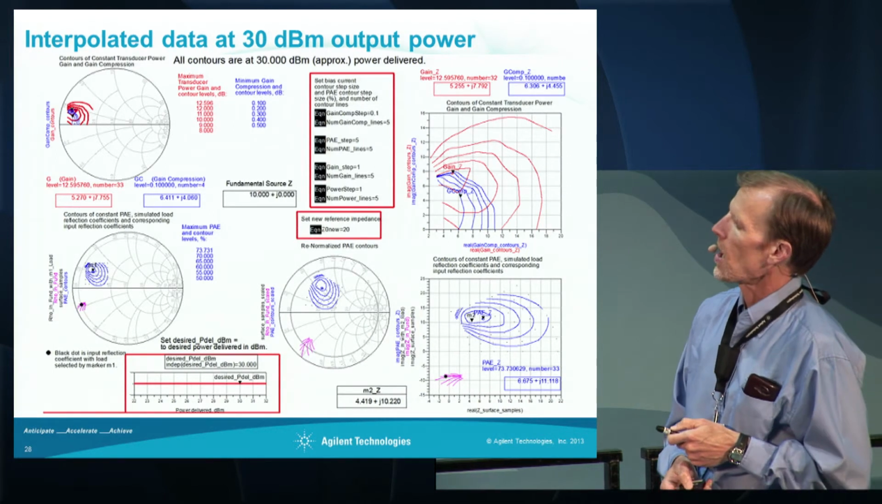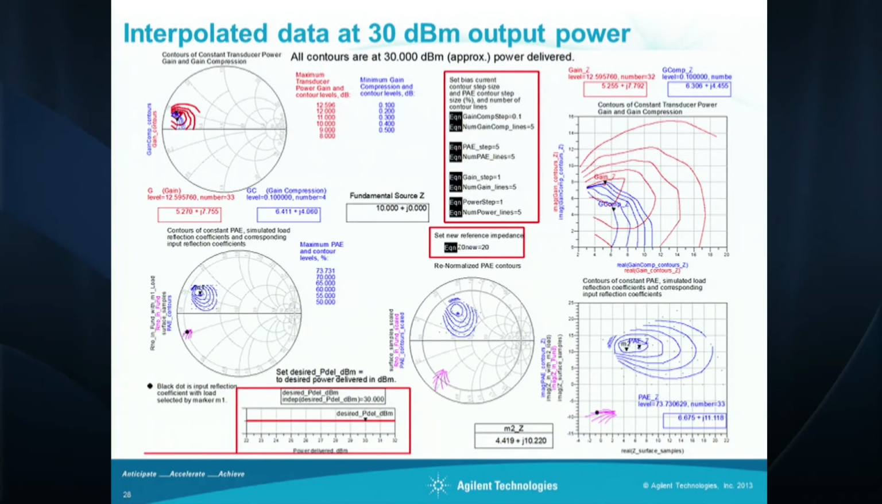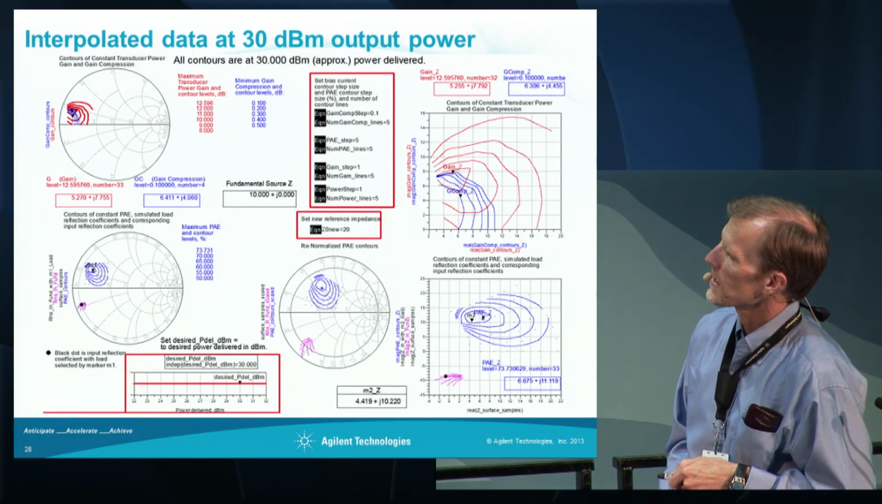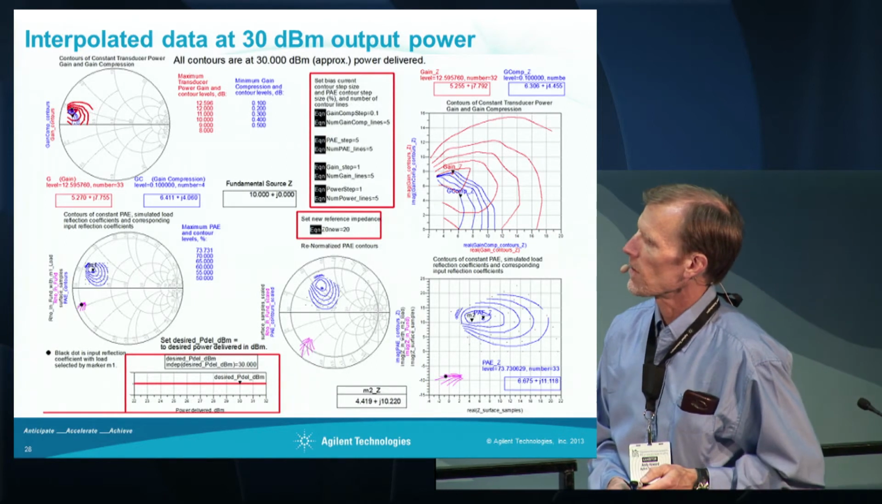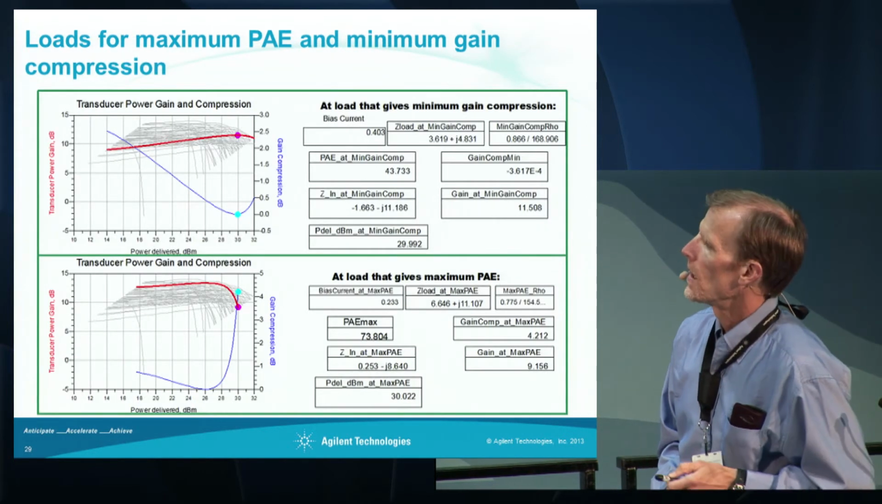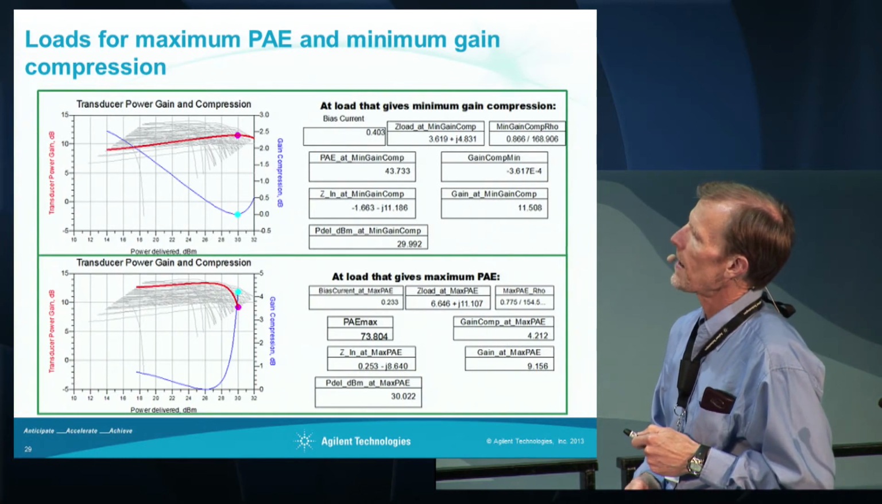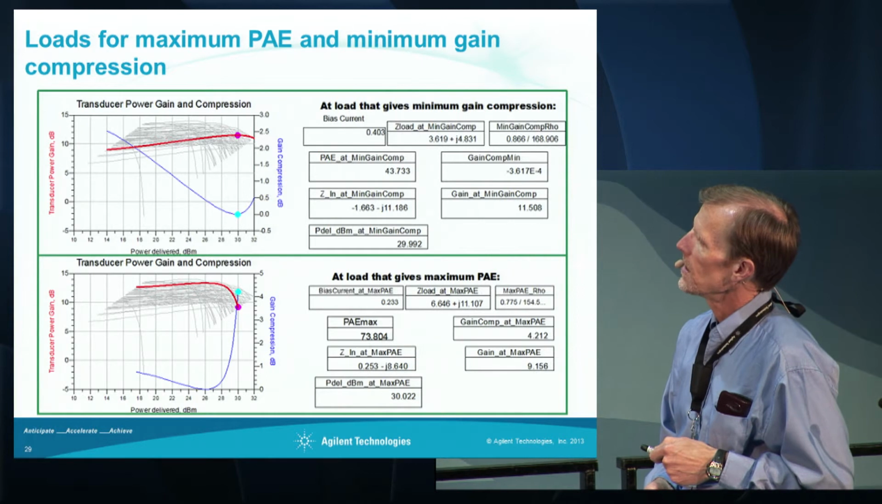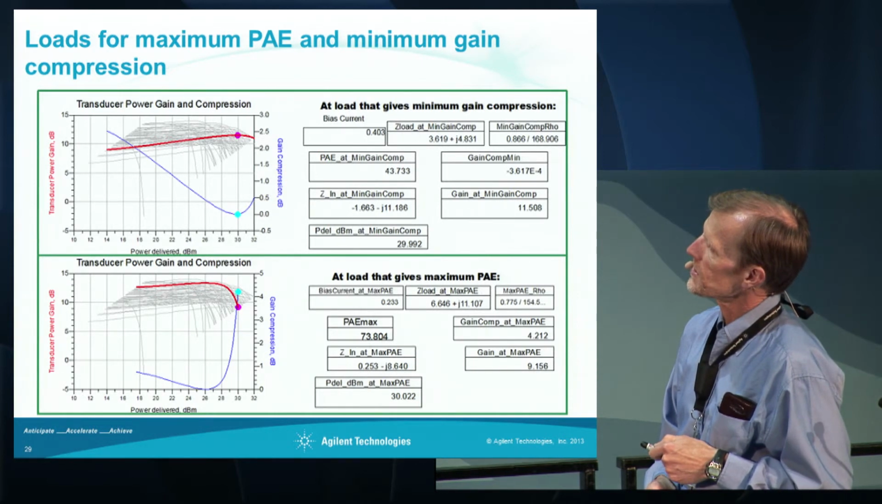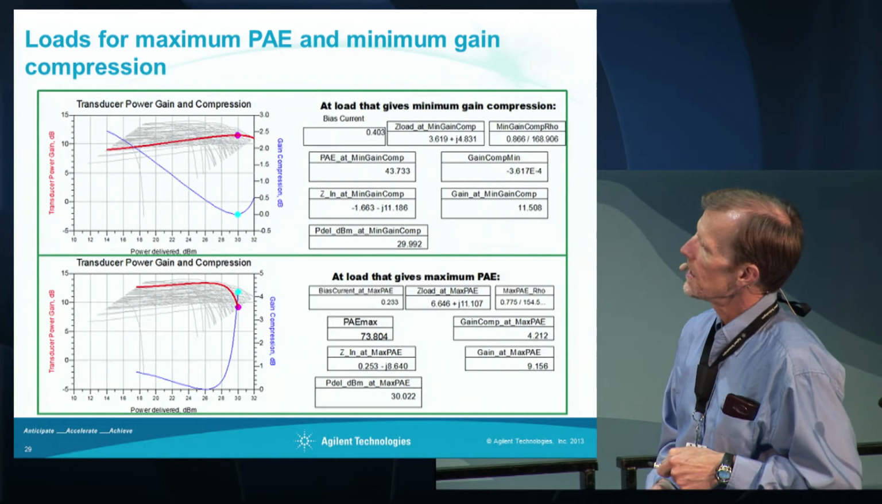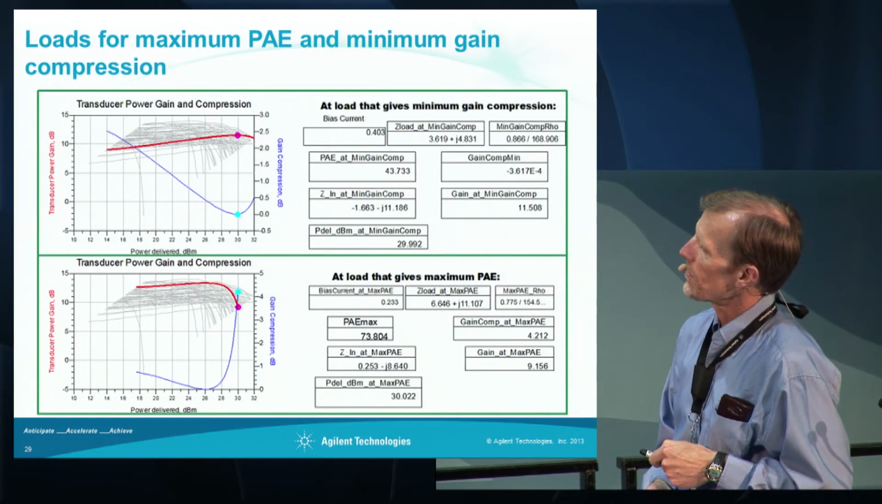This shows the contours at 30 dBm output power. These are all interpolated data. This is the transducer power gain and gain compression. These are the power added efficiency contours. This is the same data but just on an impedance chart, and you can specify the desired output power for the contours. This shows the loads for maximum power added efficiency and minimum gain compression. So there's about 30 percentage points difference in the power added efficiency, but the output power is exactly the same, about 30 dBm.